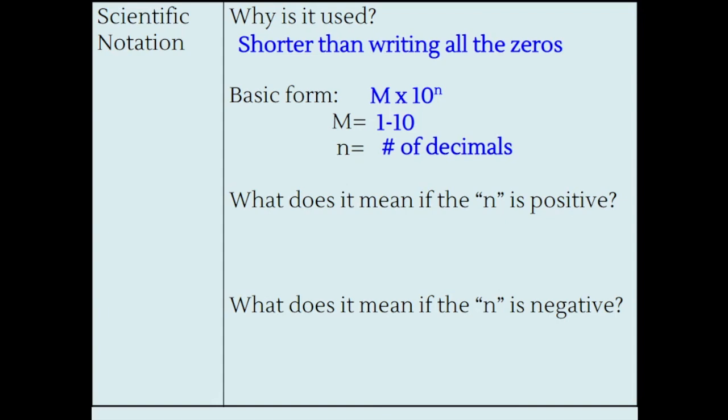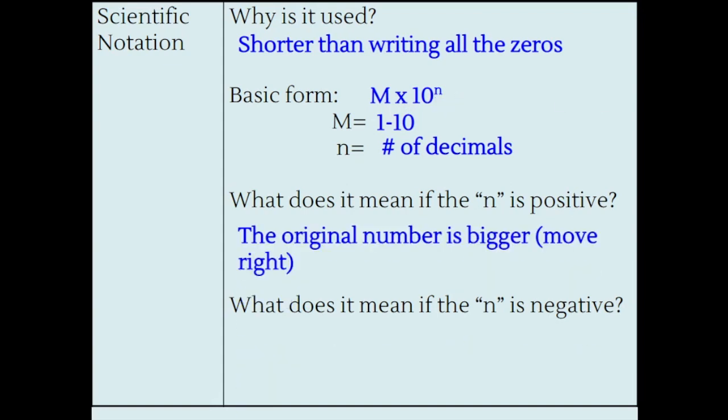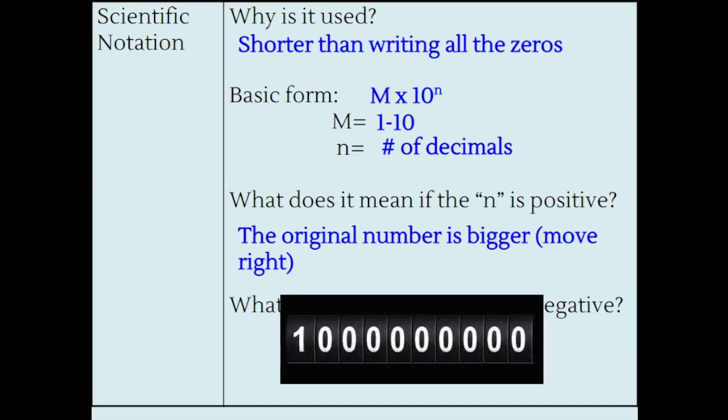What does it mean if the n is positive? So right here, we can see that our n is the exponent. So it's asking, what does it mean if we have a positive exponent? Well, if we have a positive exponent, the original number is bigger. And that means that we're going to move to the right, meaning that our m, the number 1 through 10, is going to get bigger and bigger and bigger.